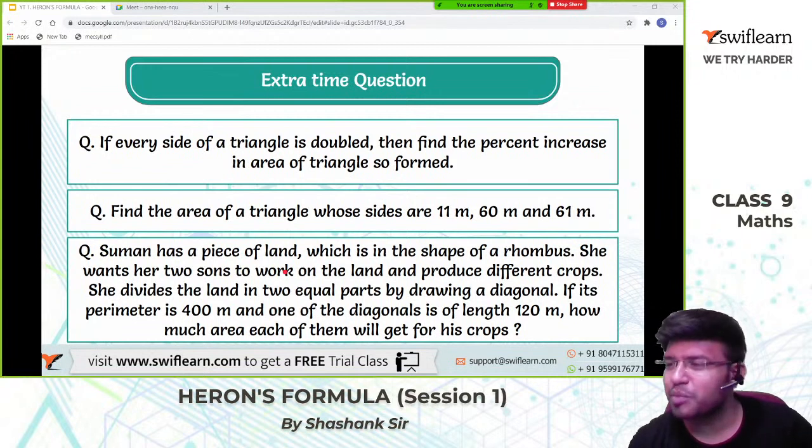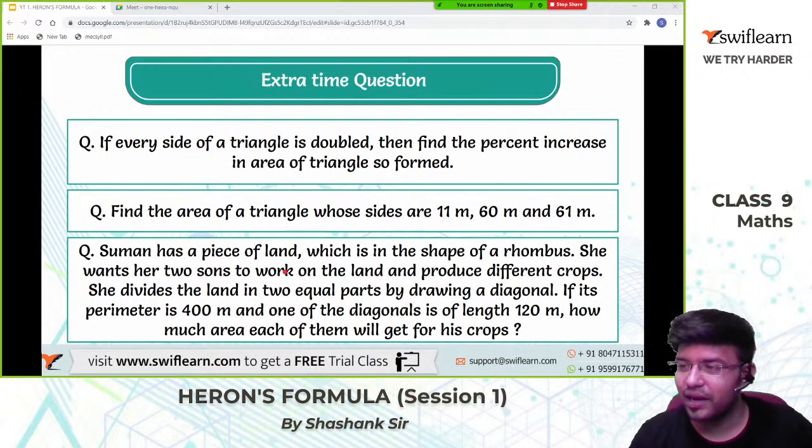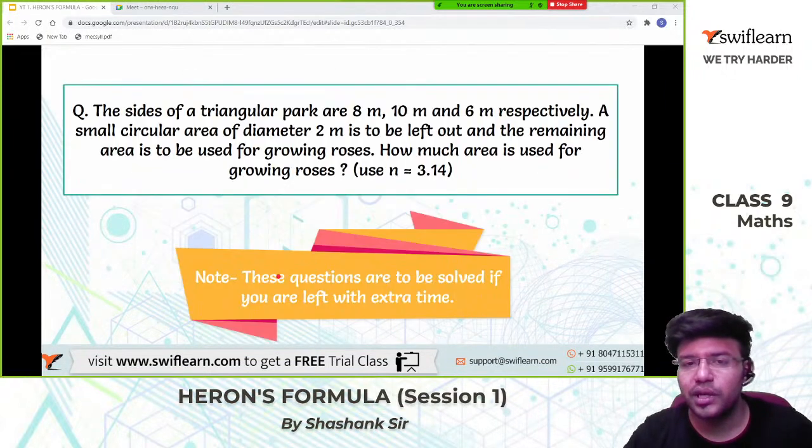Okay, rhombus में क्या है? All sides equal? Yes, all sides are equal, so divide by 4 करो, you will get each side. Yes, and diagonal है. Now use these two sides and a diagonal, find the area. This is how we need to do. Yes. And this is also one formula.